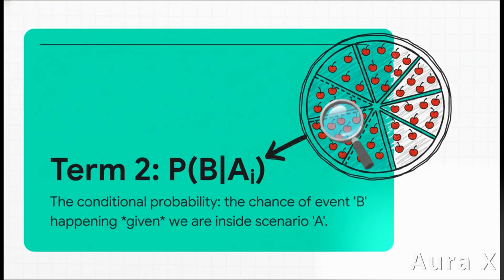And the second piece is this conditional probability, P of B given A. This asks a different question. If we're already inside one particular slice, what's the chance of seeing our event B? So back to the pie, this is just the density of cherries inside that one slice. Maybe one slice is packed with cherries and another barely has any.